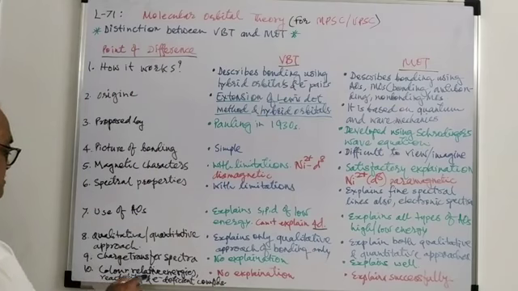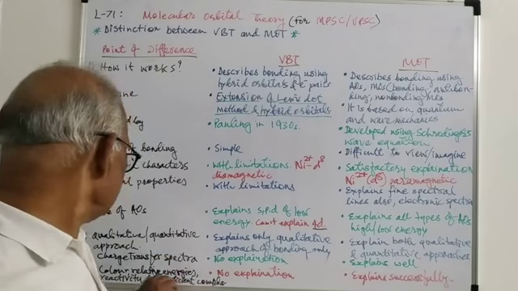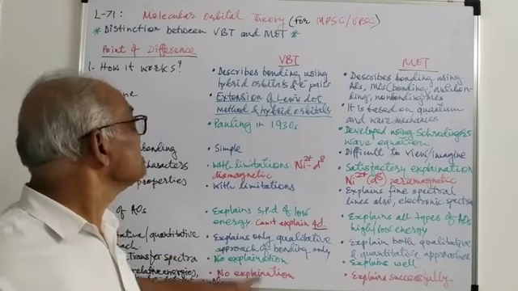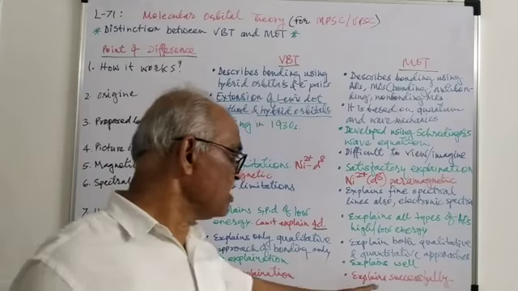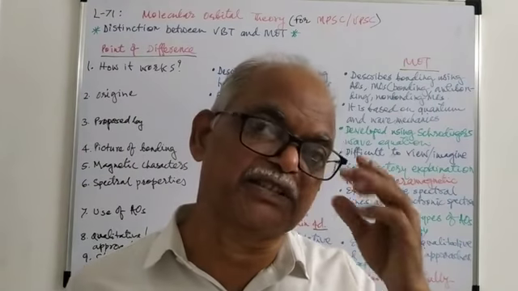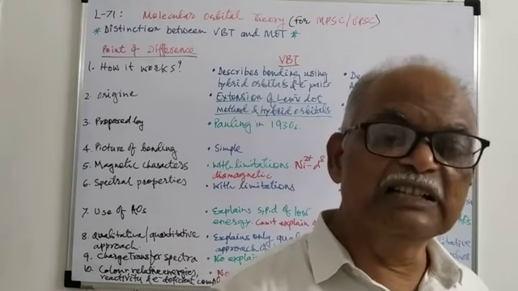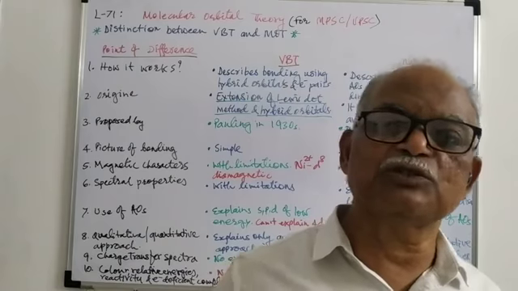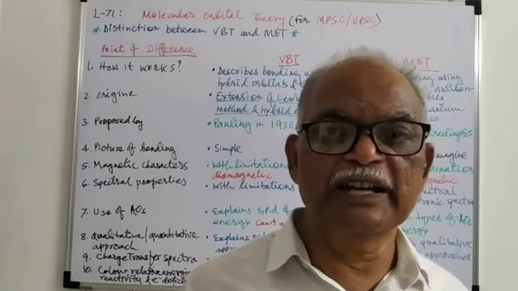Then next are the color of the complexes, relative energies of the complexes, reactivity of the complexes, and electron deficient compounds. Such properties are not explained by VBT, but MOT can satisfactorily explain all of them. So that is why MOT is the most satisfactory theory compared to VBT and many other theories. But MOT also has certain limitations. That is another point of interest.